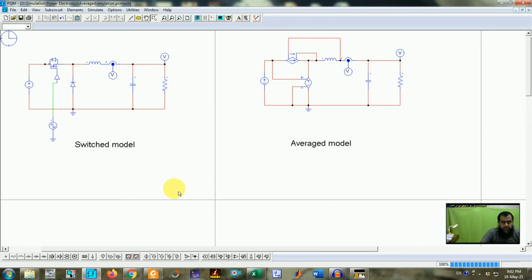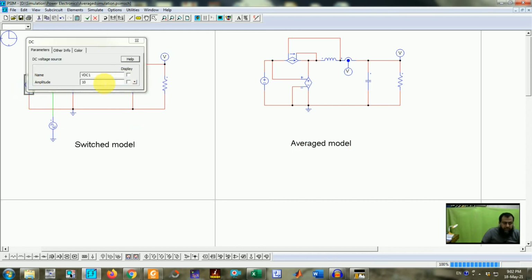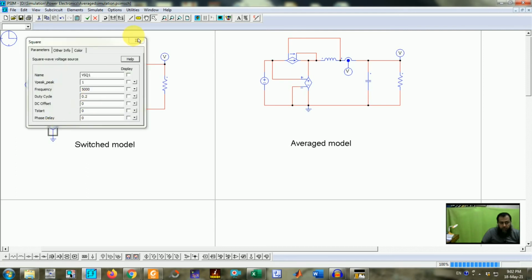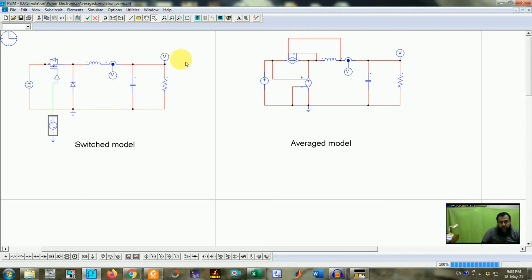So this is PSIM, which is a standard power electronic software which is much used. There are student evaluation packages available which you can download and use for your undergrad studies or for graduate studies. I have developed two buck converter models. One is a switched model, another one is an average model. The input voltage V in is equal to 10 volt, and with a duty ratio set at 0.2, I am expecting to have 2 volt at the output.